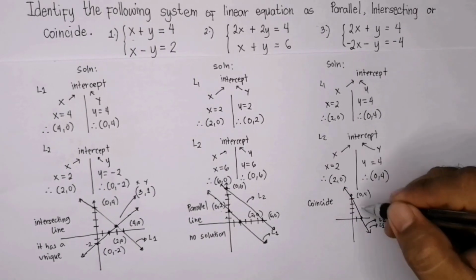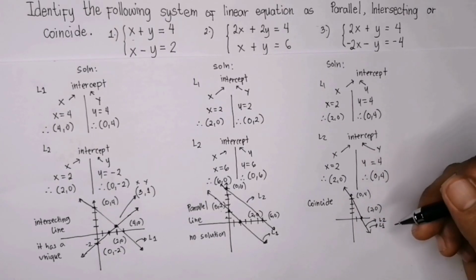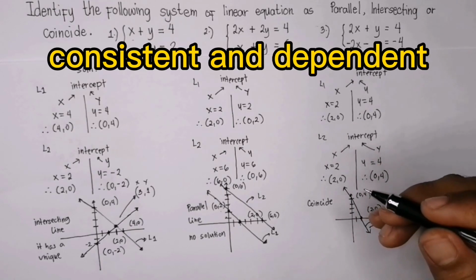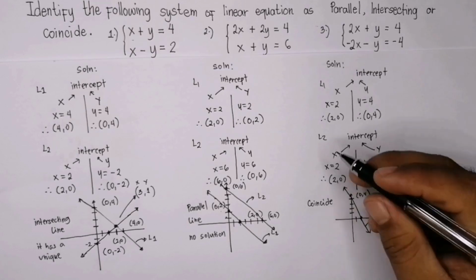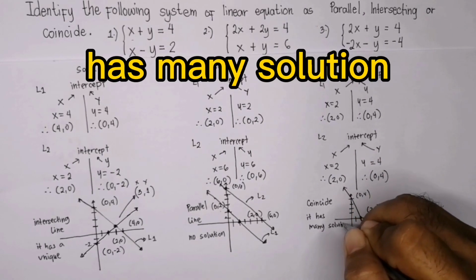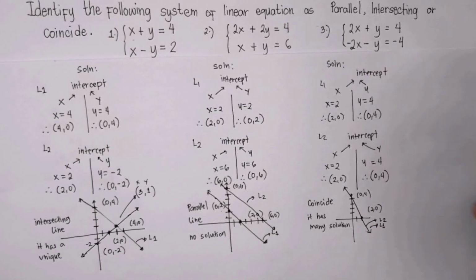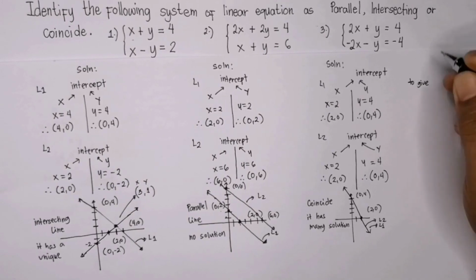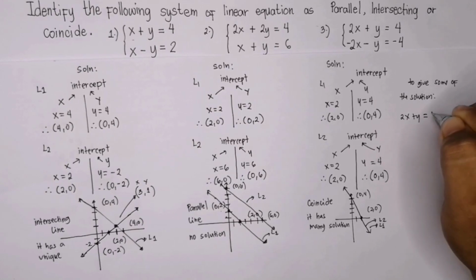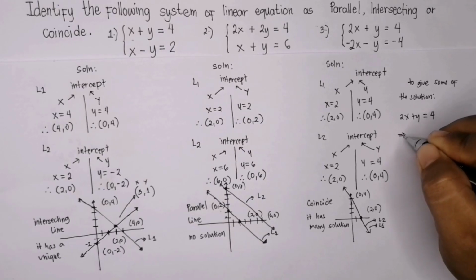Why? Because all the points lie on the same line for line 1 and line 2. So we call it a consistent system. At the same time, it is dependent, and it has many solutions. So let us try to identify those solutions. How? To give some of the solutions, we start with 2x plus y equals 4. So let us do these steps.